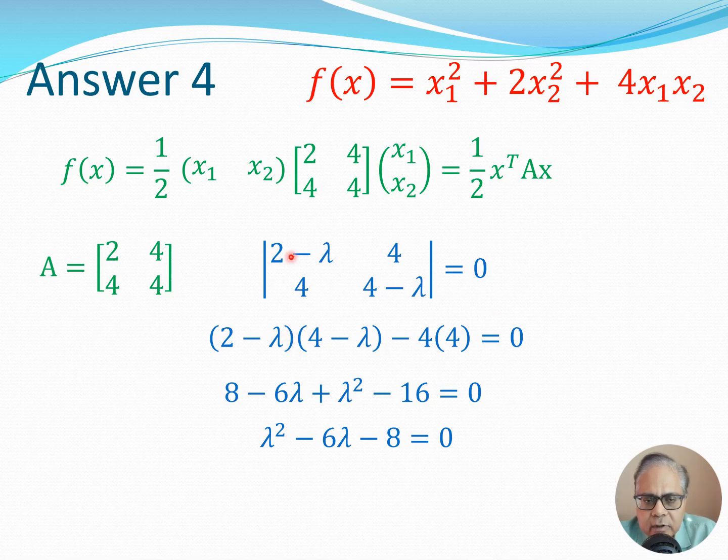So I do that. This will be (2 minus lambda) into (4 minus lambda) minus 4 into 4 is 0. And so I get this equation here, which becomes a simple quadratic equation of the form lambda square minus 6 lambda minus 8 is 0. Now, if we solve this particular characteristic equation, we can obtain the eigenvalues of this matrix A, and that's going to tell me about the matrix, whether it's positive definite or not.